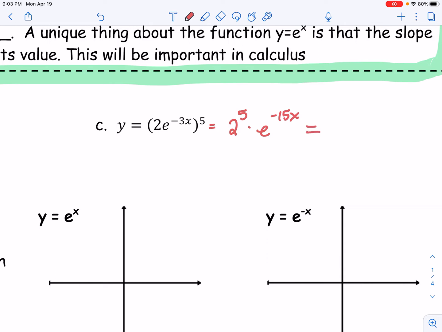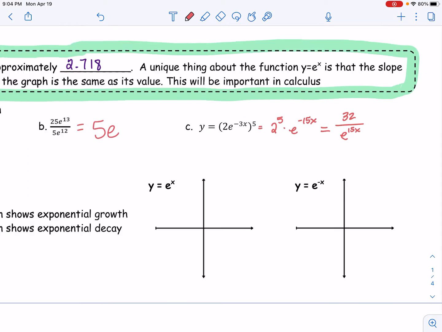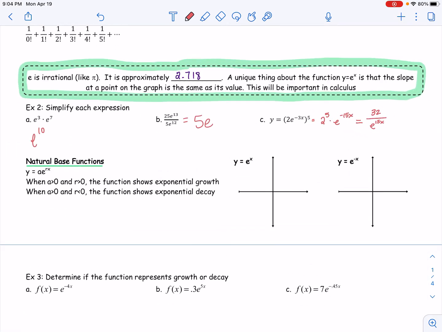Now let's simplify this. This is going to be the same thing as, what's 2 to the 5th? Well, that's 32, over e to the 15x. Why over? Because there's a negative. Remember, when I have a negative exponent, it gets reciprocated. So this is going to move to the bottom, but it stays 15x. I cannot simplify that any further. So that is my final answer. Okay.